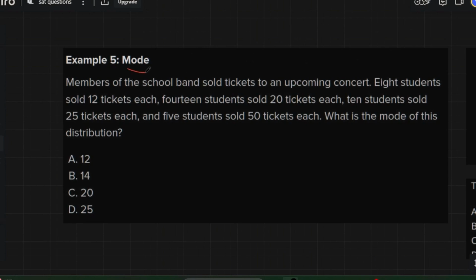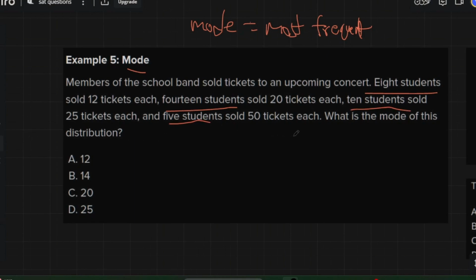So let's start with mode. Now, mode is going to be your most frequent number, right? So mode, most frequent. Now, in this question here, we don't really need to use Desmos or anything. We just need to read the question. So, members of the school band sold tickets to an upcoming concert. 8 students sold 12 tickets each. 14 students sold 20 tickets each. 10 students sold 25 tickets each. And 5 students sold 50 tickets each. What is the mode of this distribution?